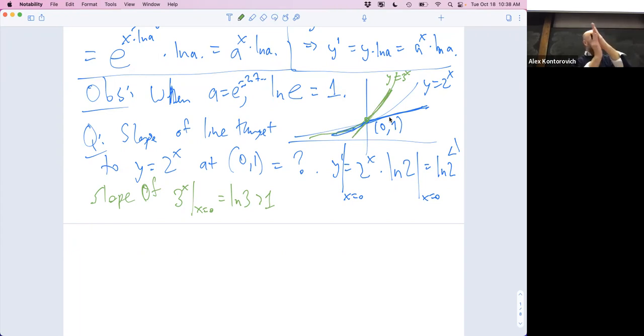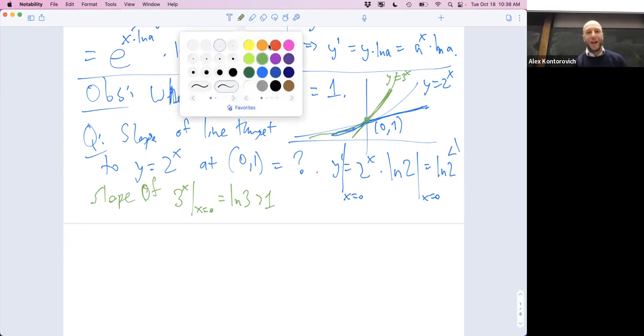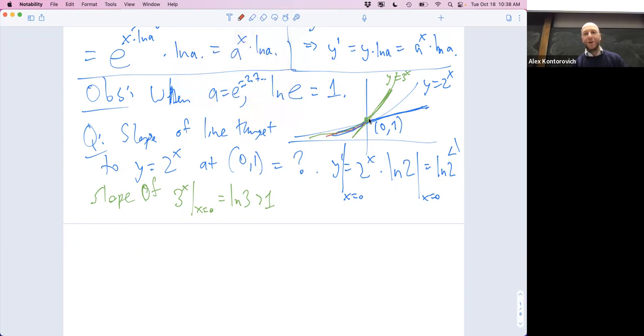And e is exactly the number, we said this before, but now we can really see it. That's one definition of e: it's exactly the power whose slope here is 45 degrees, whose slope is 1. Does that make sense? That's the significance of this number e, one of the many significances. It's the number which at the point (0, 1) has slope exactly equal to 1. So for y equals e to the x, the slope of the tangent line at (0, 1) is exactly equal to 1, because natural log of e is exactly equal to 1.